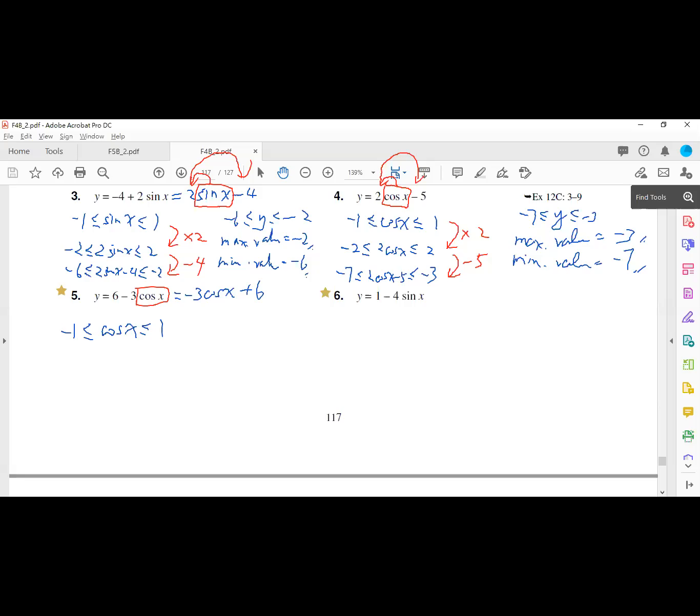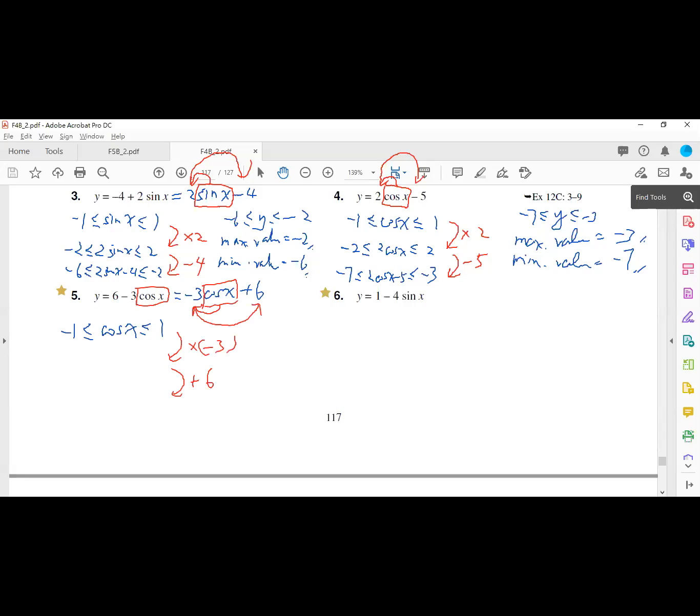If I write the expression like this, I can see that the steps we need to do are to multiply by -3 and then add 6. So the first step is to multiply by -3, and the second step is to add 6.